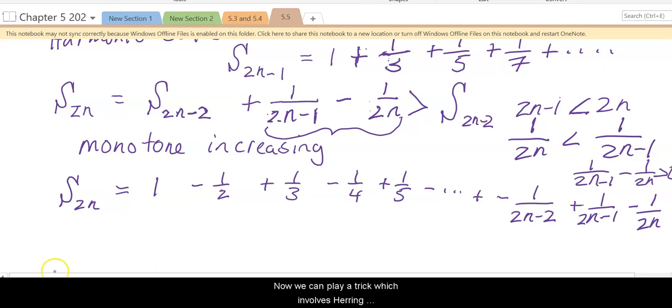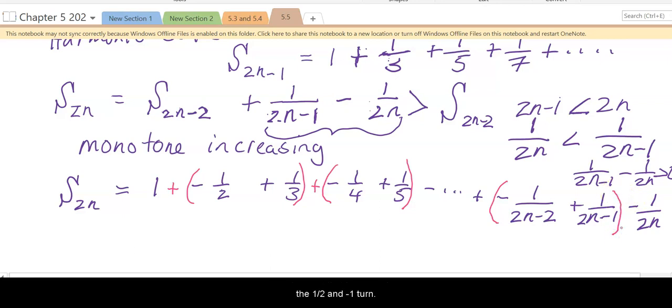Now we can play a trick which involves pairing various terms of this sum together. In order to do that, I'm going to put a plus in front of the minus 1/2 and pair the minus 1/2 and the plus 1/3 together. I'm going to put a plus in front of the next negative term and compare that negative term with the following positive term. That means that I will also be pairing the 1 over 2n minus 2 with the 1 over 2n minus 1 term.